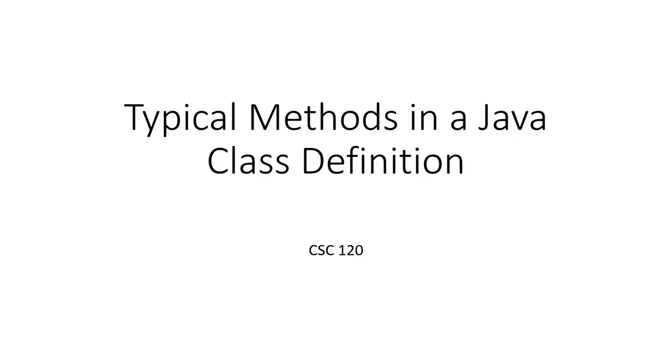Now it's time to talk about the basic structure that we're going to see for many of our Java class definitions. And so we want to talk about the typical methods that you would have when you are writing a class definition. Okay, and this will be very useful because that's what we're going to be doing in Lab 4.